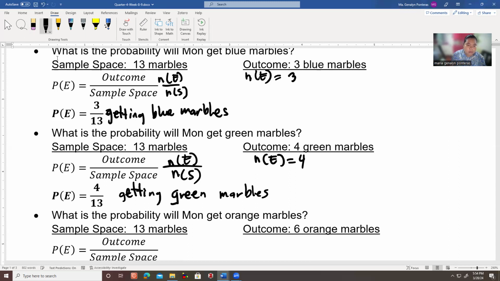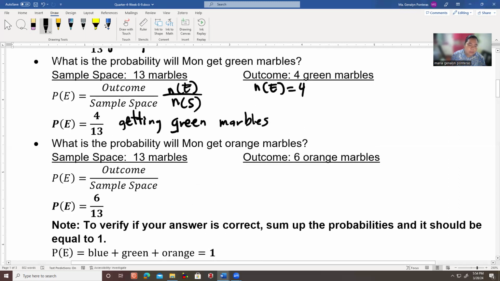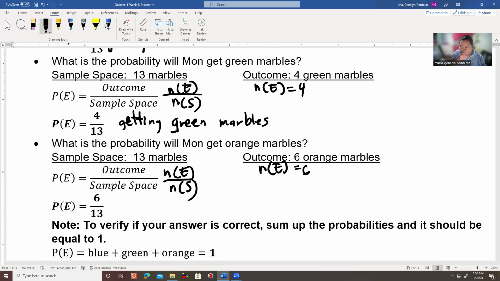Now you want orange. What's the probability that Wilbur will get orange marbles? Out of 13, there are 6 orange marbles, so the cardinality here is 6. So you have n of E all over the cardinality of the sample space, so 6 over 13. As you can see, our fraction doesn't have to be reduced to lowest terms because it is already simplified.